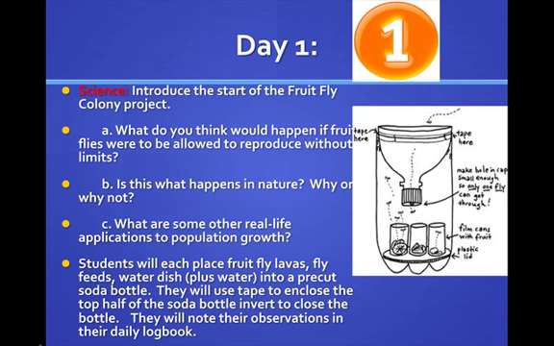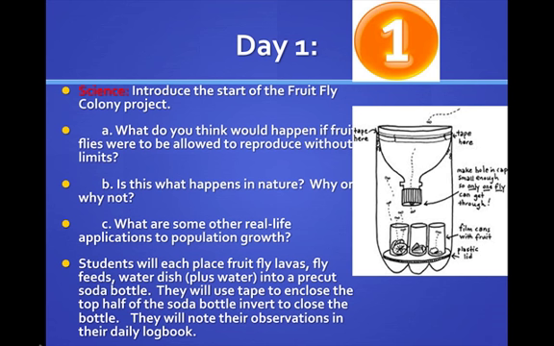Okay, so basically I broke down this whole lesson sequence into a series of 8 different days. Day 1, I will introduce the start of the fruit fly colony project. As an opening question, I'm going to have students think and discuss with a partner: what do you think would happen if fruit flies were allowed to reproduce without limits? And is this what happens in nature? Why or why not? What are some other real-life applications of population growth?